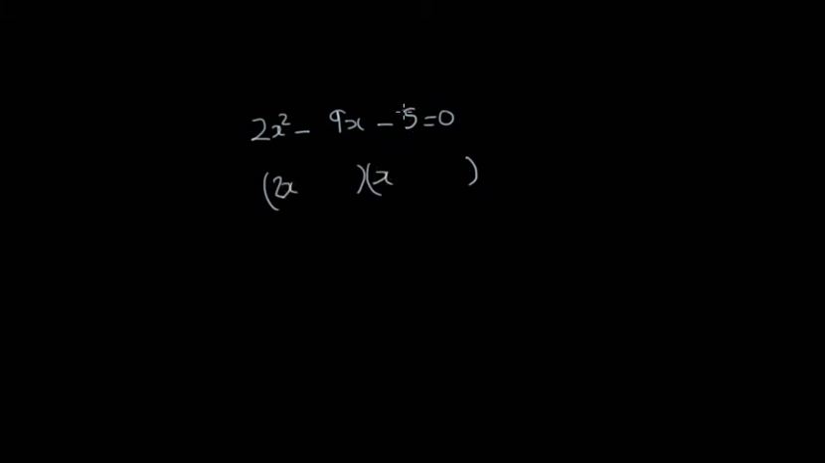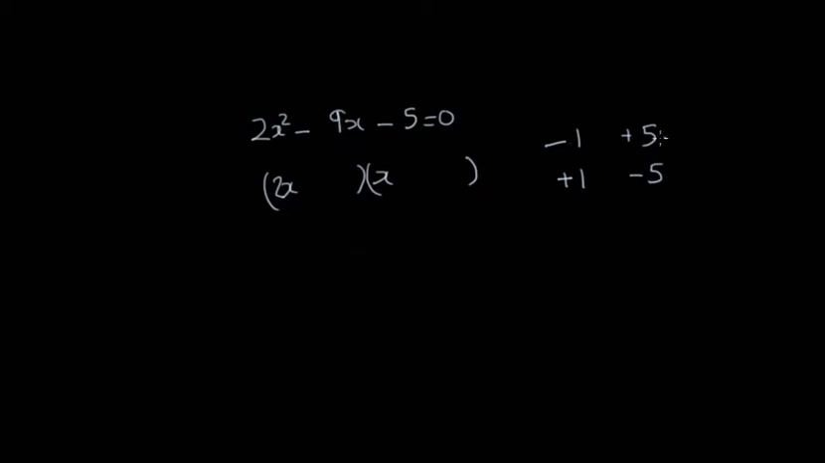Now again, we need to think about what numbers are going to multiply together to get 5. So you could have minus 1 plus 5, or plus 1 and minus 5. Now this time, whichever term goes here is going to get multiplied by 2. And so we need to be aware of that for working out this term.